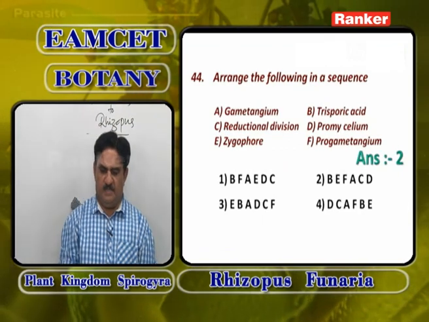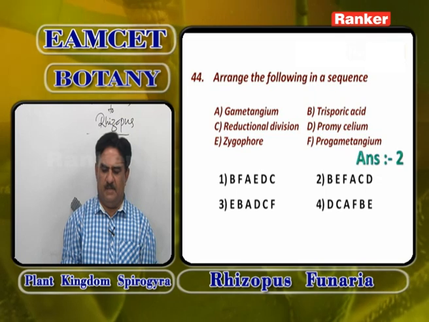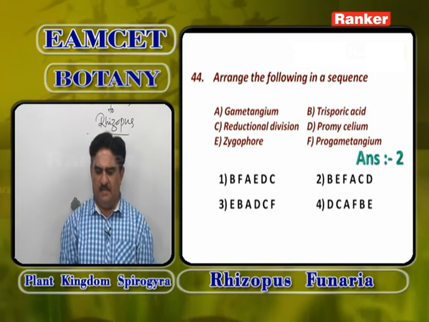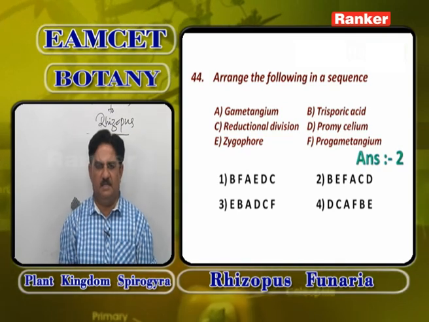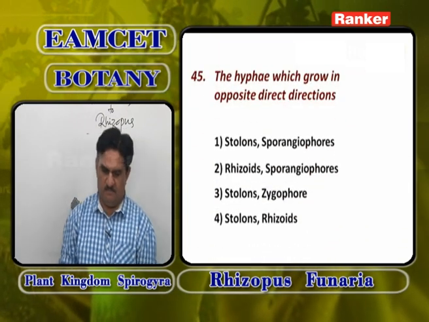So, trisporic acid, zygophore, progametangium, gametangium, reduction division, promycelium. BEFACD is the correct answer for this question. Second option.